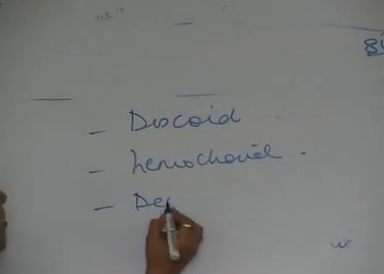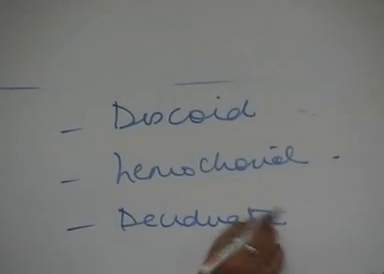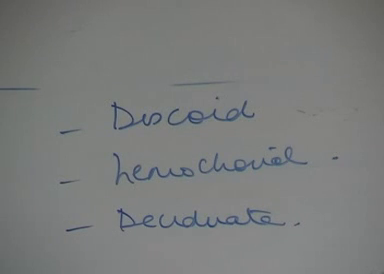And the third term is deciduate. Deciduate means that it is shed off after delivery. If placenta is not shed off after delivery, that is called a morbidly adherent placenta or placenta accreta.